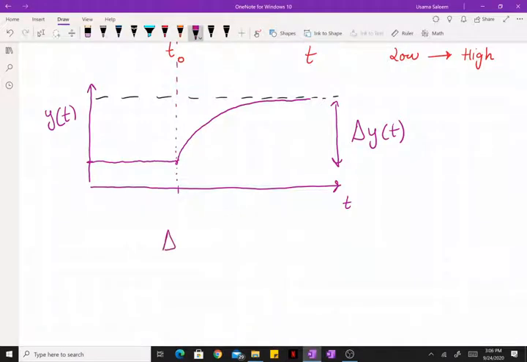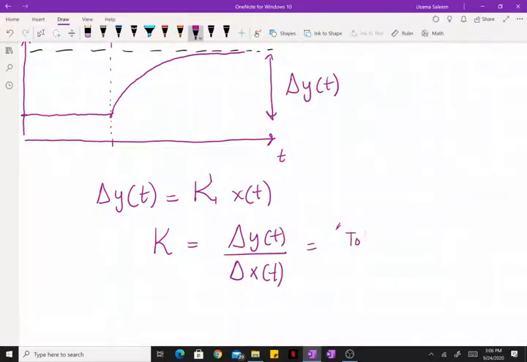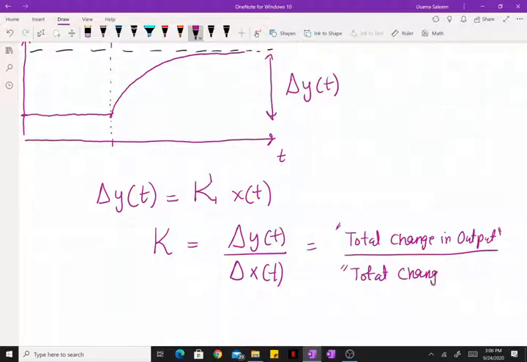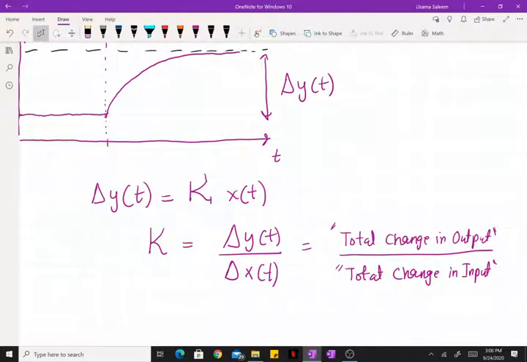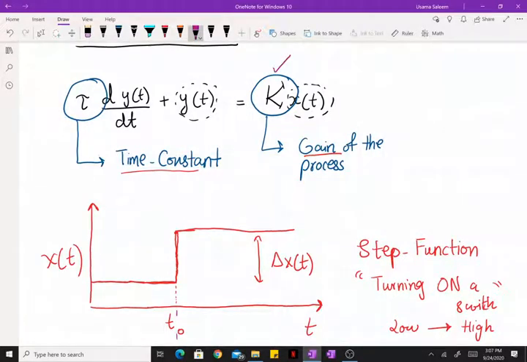Now the total change in y will be equal to the gain K multiplied by the change in x, and this is where the definition of gain comes into play. So for a step response, the gain of the process is defined as the total change in output over the total change in input for a step response. And this definition is valid for first order models, it's valid for second order models, it's valid for any higher order model. Okay, so now we have a precise definition for K.